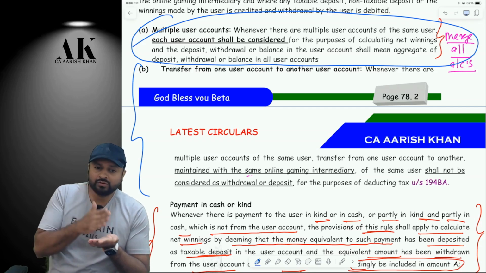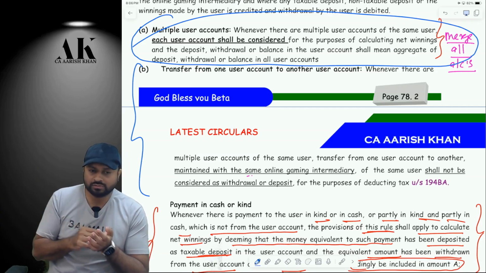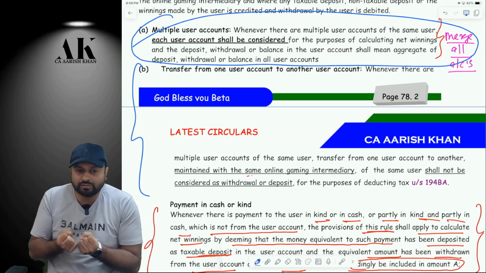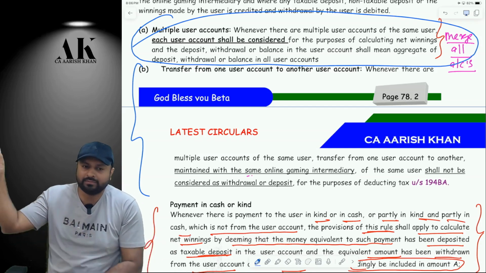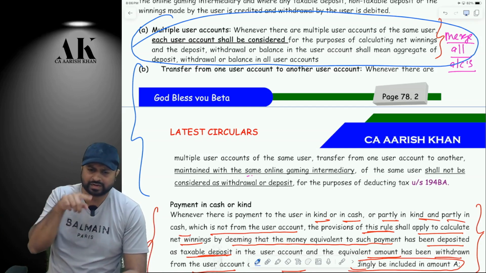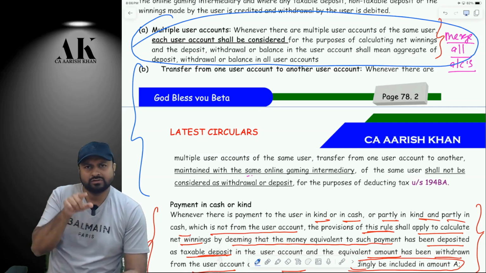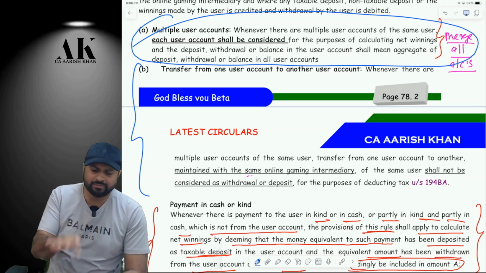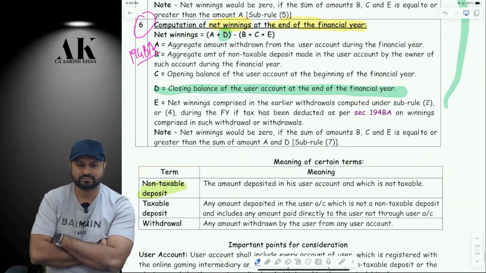Suppose from my one user account, I withdraw 10,000 rupees and put that in my wife's account. Can we do that, sir? Yes, it is possible to transfer from one user account to another user account. So should that withdrawal also be subject to TDS? Tell me logically. Don't read the provision.